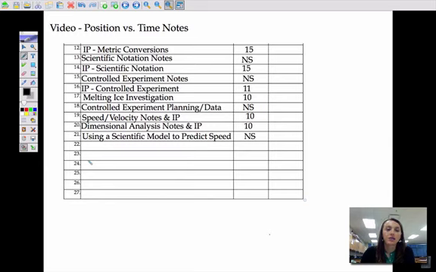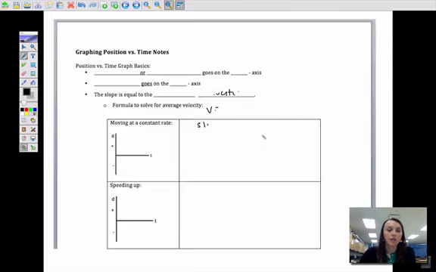So today's video is going to focus on our last learning target, which is interpreting and creating graphical models of motion. So the first thing I need you to do is to find your green unit organizer, and in slot 22, write position versus time, notes, and IP will be worth 10 points. And then find this page in your binder, label it 22A.